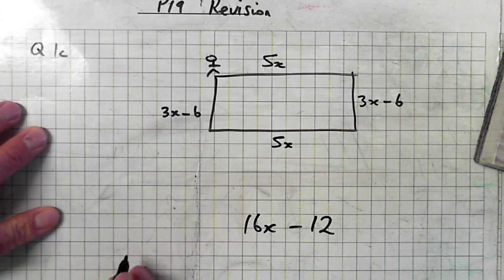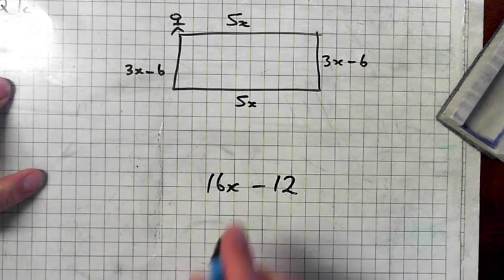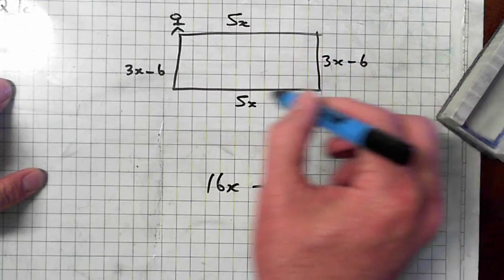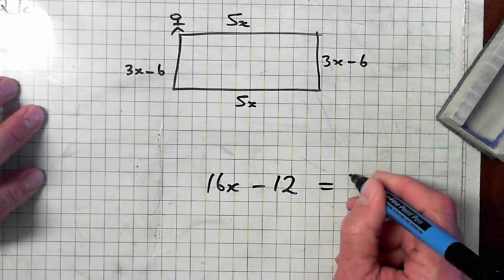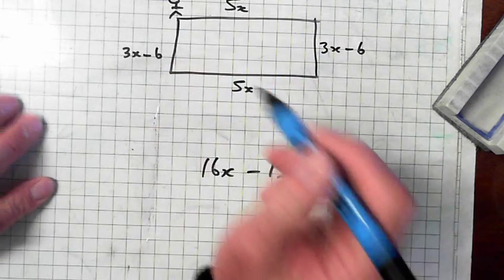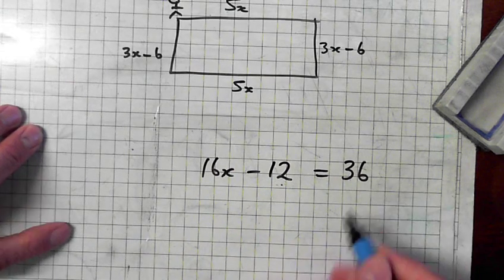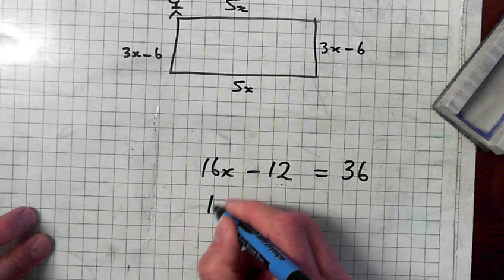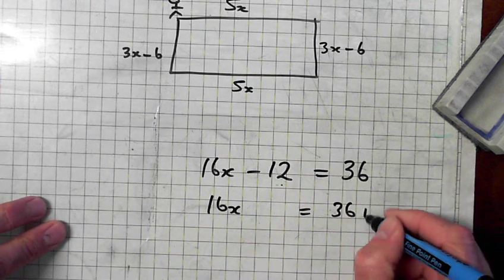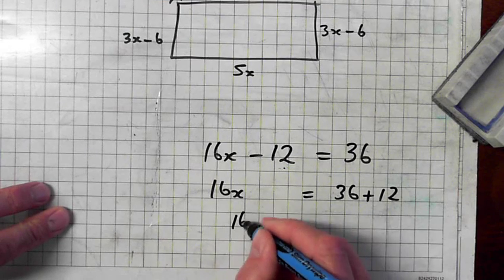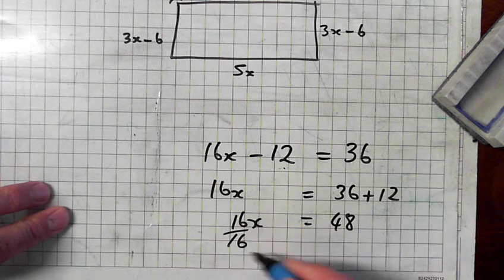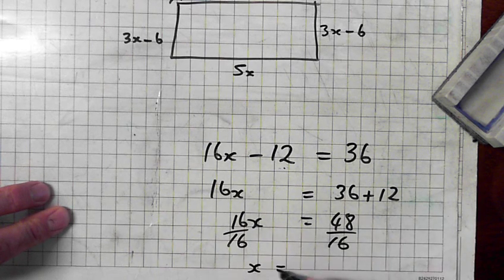Alright, so it says now if the perimeter is equal to 36, if the total distance, I added all the distances together, is equal to 36 meters. Find x. So 16x minus 12 is equal to 36. Bring the minus 12 across. And 16x is equal to 48. Divide both sides by 16. X is equal to 3.